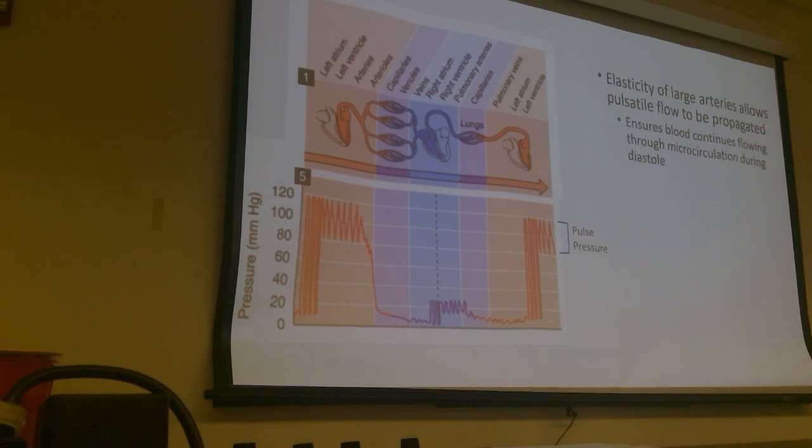As mentioned before, the elasticity of the large arteries is what allows that pulsatile flow to be propagated. Take a look. We're in the heart, and then we're heading out into the arteries. You have this pulsatility in the arteries, but notice the way bigger pressure differences in the heart itself. As we get smaller and smaller arteries, that pulsatility starts to drop off. When we get into the arterioles, we're basically not having pulsatile flow anymore. So we're just going to have non-pulsatile flow until we get back to the heart and the pulmonary arteries.